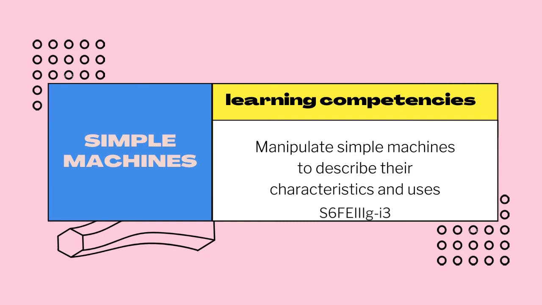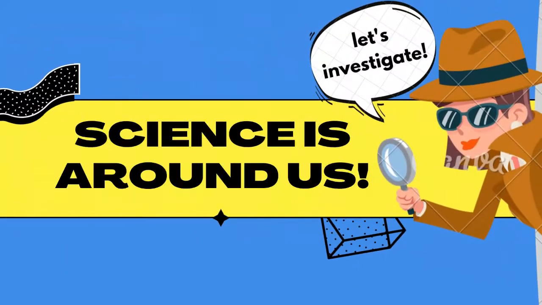Today, we are going to tackle simple machines. Our learning competency is to manipulate simple machines to describe their characteristics and uses. Do you agree with this? Science is around us. Yes, children, that's right. So let's investigate further.